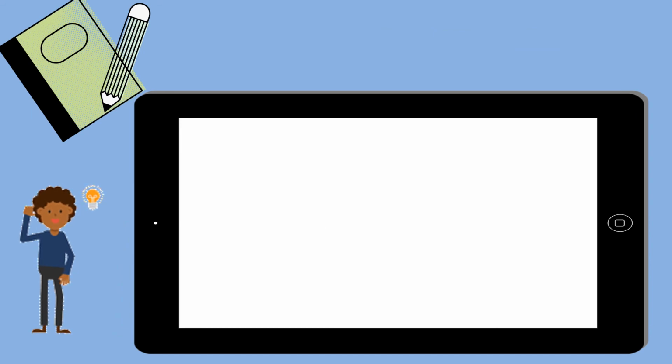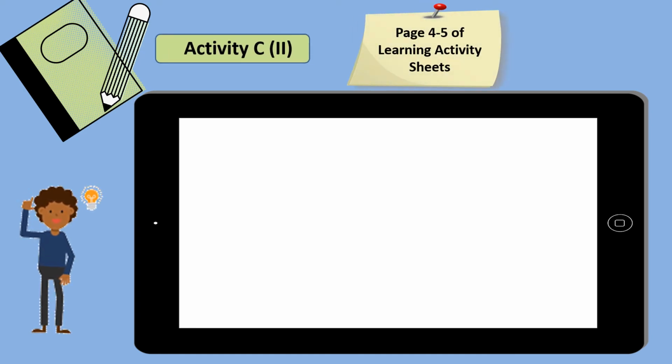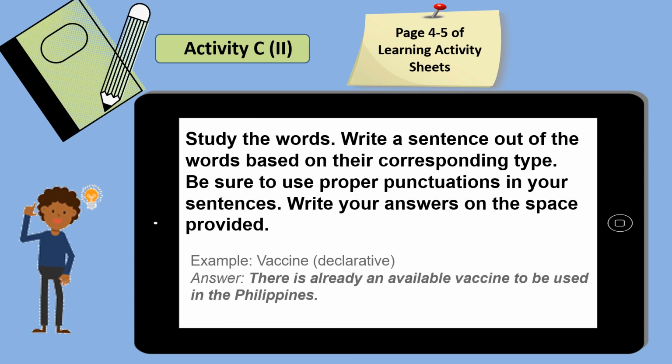Now, for the second part of Activity C, that is on pages 4 and 5 of your learning activity sheets, study the words. Write a sentence out of the words based on their corresponding type. Be sure to use proper punctuation in your sentences. Write your answers on the space provided in your LAS. For example, vaccine, declarative. You may write, there is already an available vaccine to be used in the Philippines.